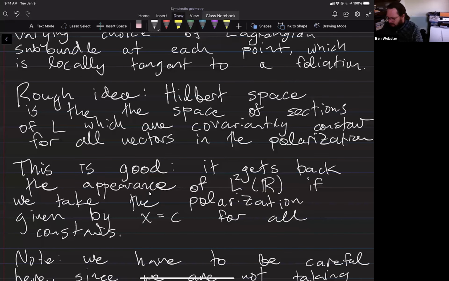And this looks good. This sort of solves a bunch of our problems, right? Because if we apply this with the polarization of fixing the position in R2n and looking at all possible momenta, that gives me a Lagrangian subspace at each point. It actually gives me a nice Lagrangian foliation. So my polarization is the tangent spaces to that. And indeed, I get back half the size. So if I started with R2, I get L2 of R. My function can only depend on x, it can't depend on p.